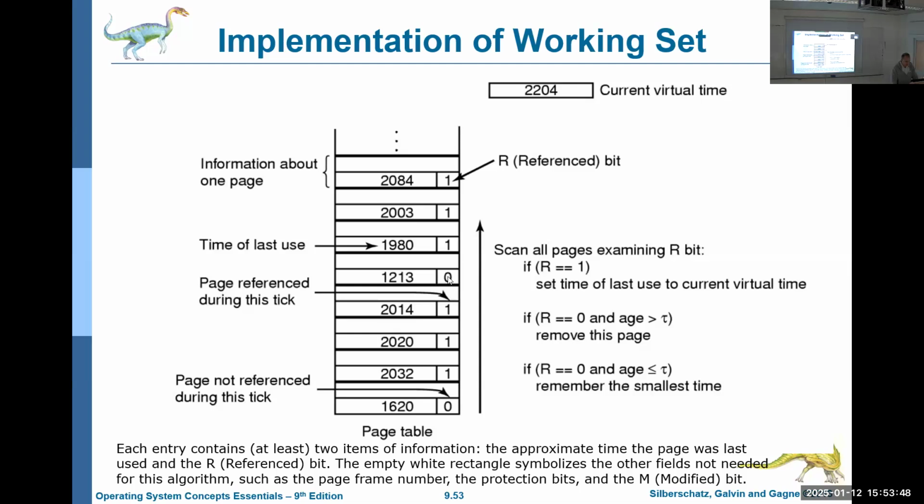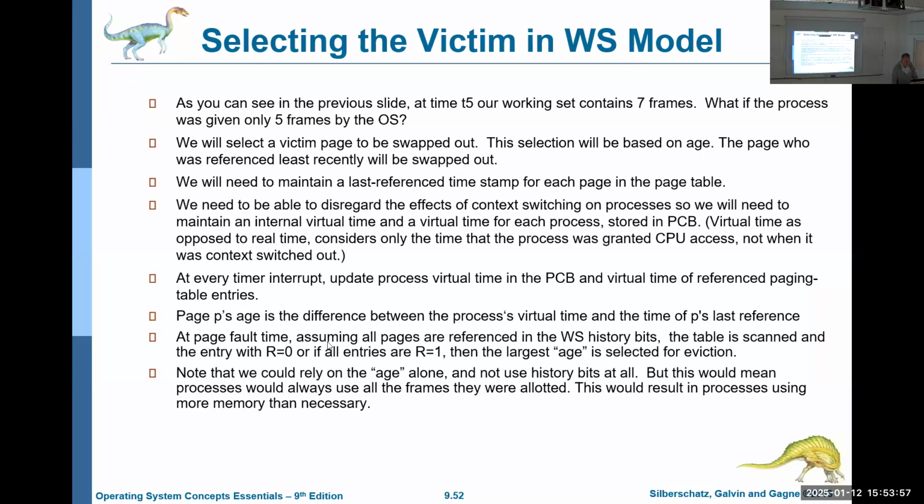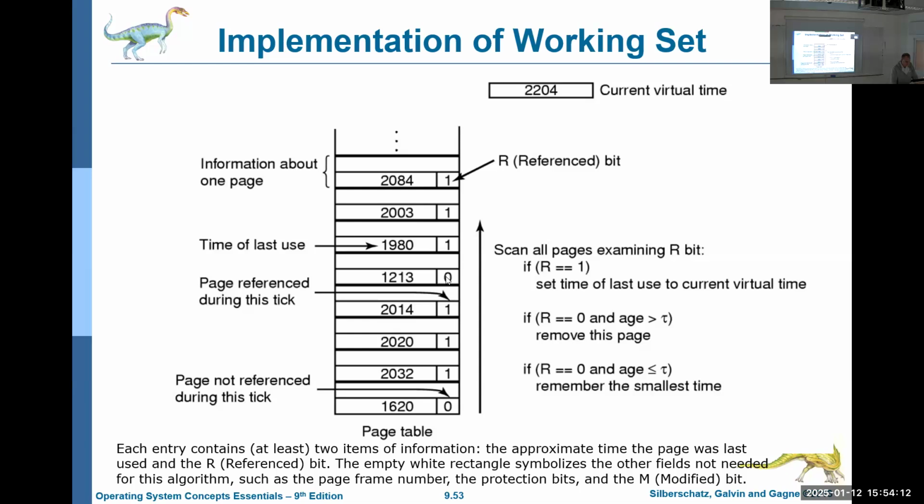Why is there a 0 here? Because it's not currently referenced. You do have to remember this because it's the same thing. At page fault, the table is scanned and the entry with 0 in its R is selected for the victim. So he's going to be the victim. He's also kind of the oldest. But this one also has a 0, but he's older. This is the reference bit, information about a page: page referenced during this tick.